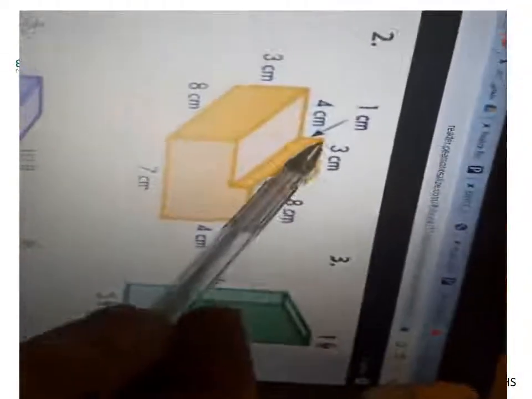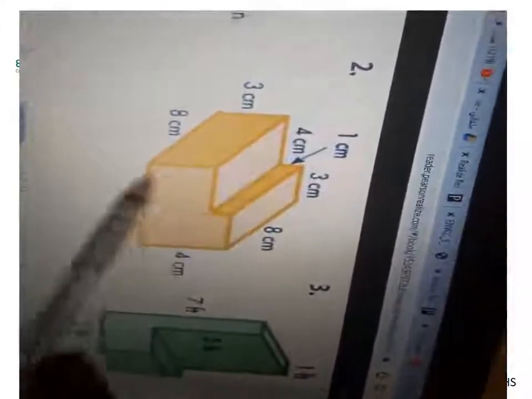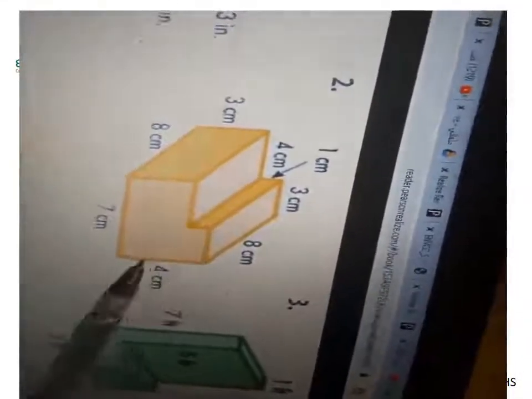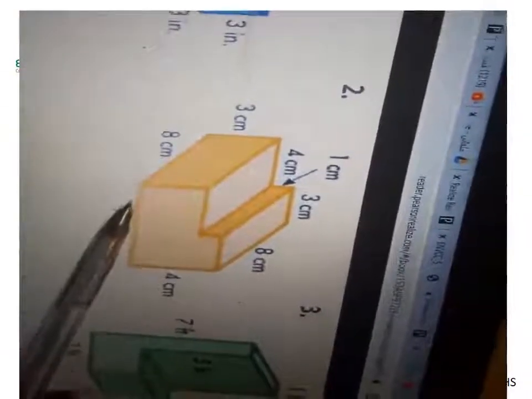The second one here, the upper one 3, 8, and its height 1, and the lower one equals 4 for the total, but I look for the upper one, the lower one 3. So 3, 8, and 7, then we can find its volume.